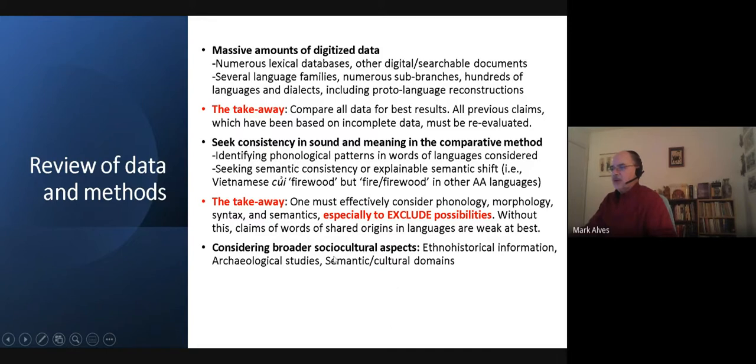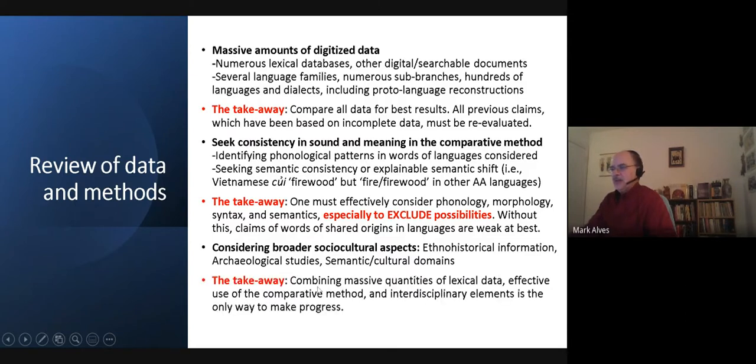Considering broader sociocultural aspects, ethnohistorical information, archaeological studies, semantic cultural domains, combining these massive quantities of lexical data, effective use of the comparative method, and interdisciplinary elements is the only way to make progress. I'm going to say this one more time. We've got to combine all of this to make progress. So that's what I talked about in the first hour, right?